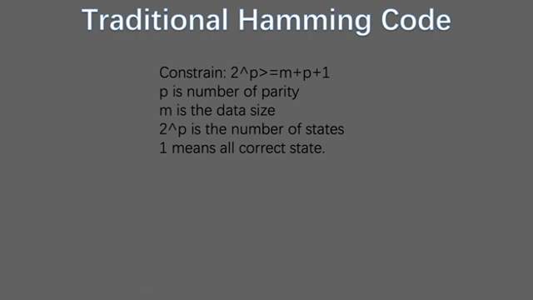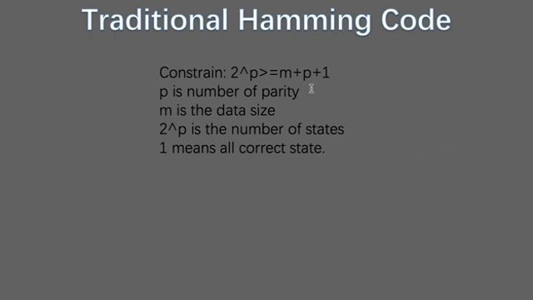Firstly, let's see the constraint of the Hamming code. 2 power p should be larger than or equal to m plus p plus 1. Here, p is the number of parity bits, m is the data size, 2 power p is the number of states, and 1 means the all correct state.